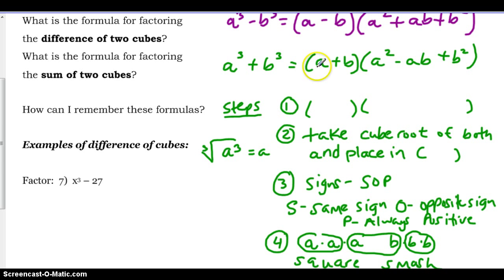So that would be written as a and b. Then we get our signs written down, where we have the same sign, opposite, always positive. And then we're going to square, smash, square. So we take a and multiply by itself. Then we smash them, so a times b. Then we square again, and we have b squared.